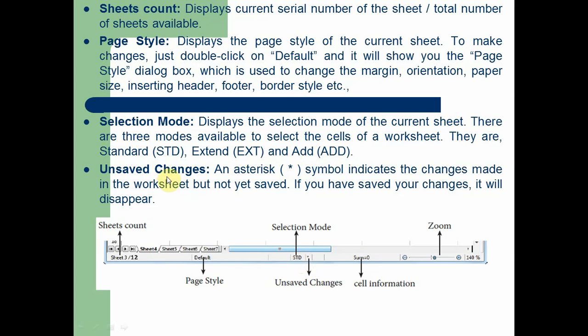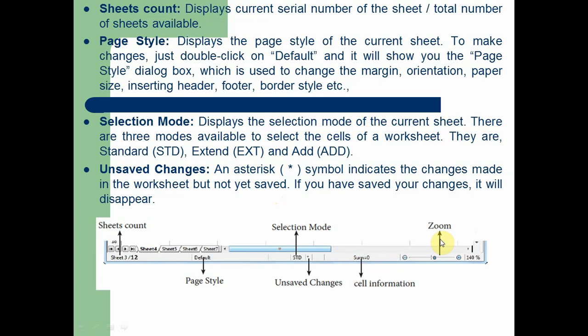So our next one is unsaved changes. For example, after that standard, you can see an asterisk symbol, which is used to indicate that there is some file data which was not saved. So the asterisk symbol indicates the changes made in the worksheet but not yet saved. If you want, you can save. So this is the sum equal to 0. The cell information displays the output of the sum function, that is the auto sum function.